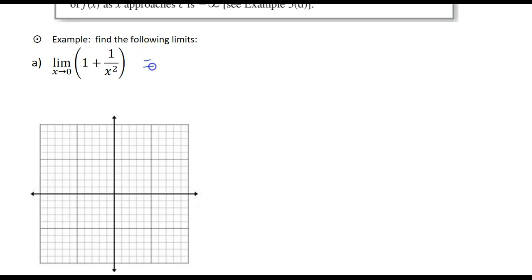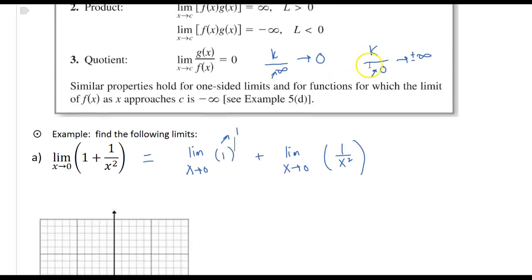So what I could do from the theorem, number 1, the sum or difference, I could make this the limit as x approaches 0 of 1 plus the limit as x approaches 0 of 1 over x squared. Okay, and this is just a constant, so this one is going to approach 1. Now in this case, I've got an example of the shortcut that I was talking about here. I've got k is 1, divided by something that's going to be approaching 0, because as x approaches 0, x squared also approaches 0.